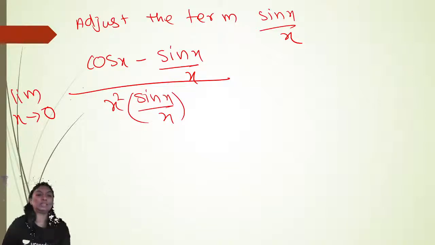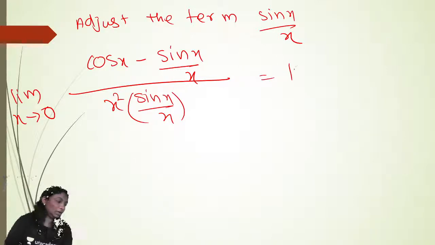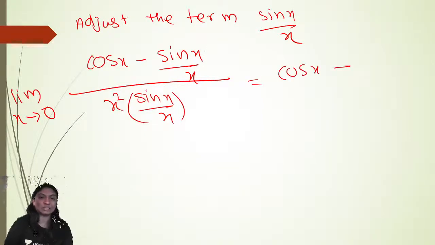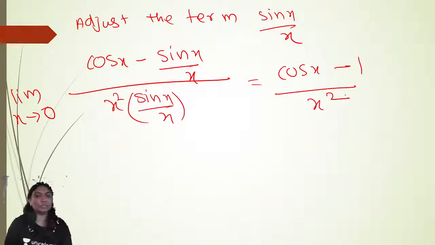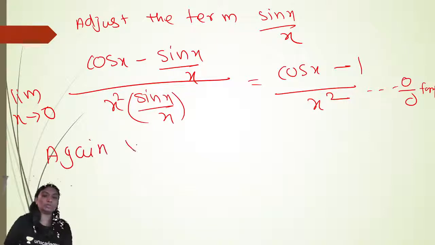Now put the limit as x tends to 0. Here cos 0 is equal to 1, or you can directly apply cos x minus the limit as x tends to 0 of sin x upon x, which is 1, upon x square. Now again 0 upon 0 form: cos 0 is 1, 1 minus 1 upon 0, so again use the L'Hospital rule.